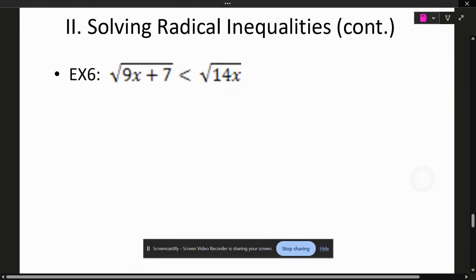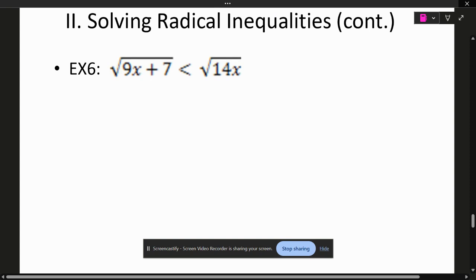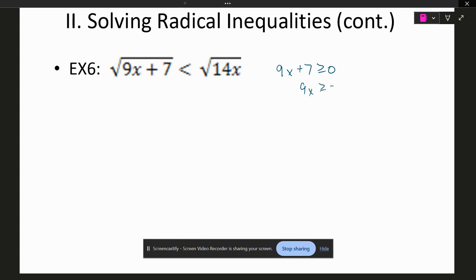All right, and then example number 6. Example number 6 has 2 different radicals. So each of those individually, we're going to want to set greater than or equal to 0 to find out what our domain's going to be. So let's go ahead and do that first. 9x plus 7 is greater than or equal to 0. 9x is greater than or equal to negative 7. X is greater than or equal to negative 7/9. And 14x is greater than or equal to 0. So x is greater than or equal to 0.